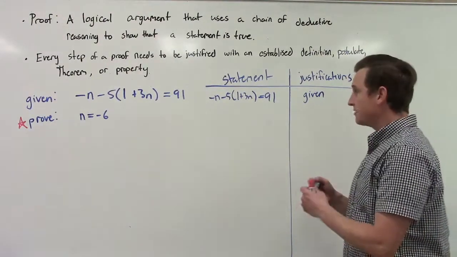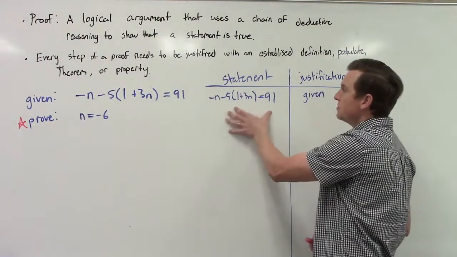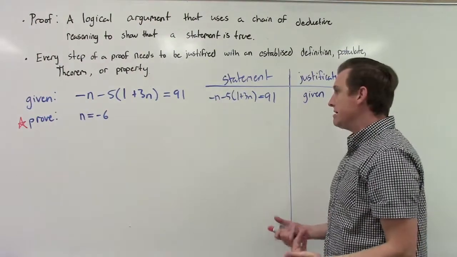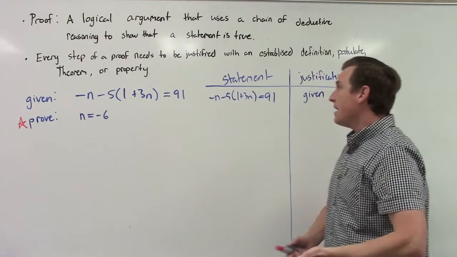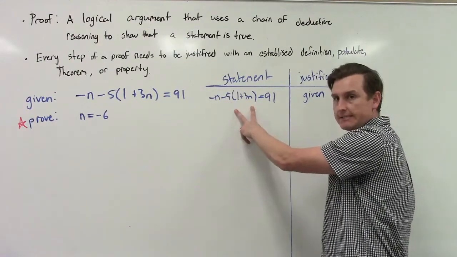So the next statement that I would do, well, let's think through that. What would you do here? What would you do to this equation first? First thing you want to do. There's more than one way of solving this, but if it were me, I would distribute that -5 to get rid of those parentheses. Okay?